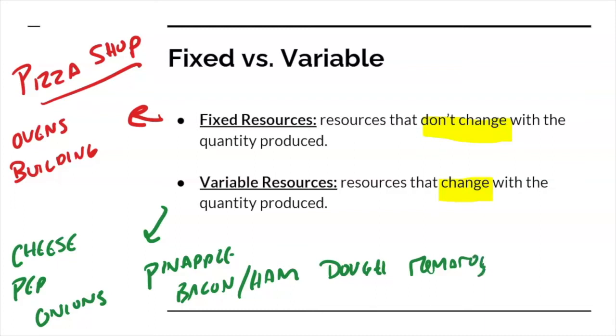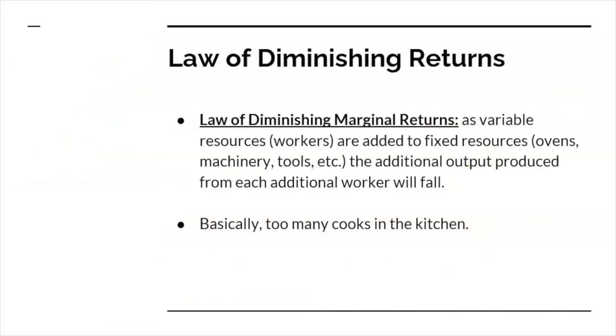And so here, our variable resources are just the resources needed to actually produce the pizzas themselves. If you make 1 pizza, then obviously you need less cheese, you need less of these variable resources. But if you make 1,000,000 pizzas, you are going to need more of these ingredients needed to actually make the final product of a pizza. And so that leads us to our final concept before we move into graphing, which is going to be the law of diminishing returns.